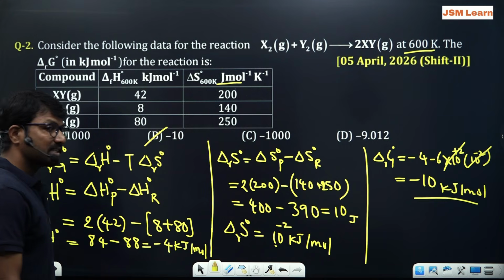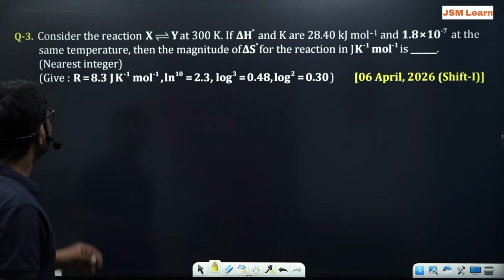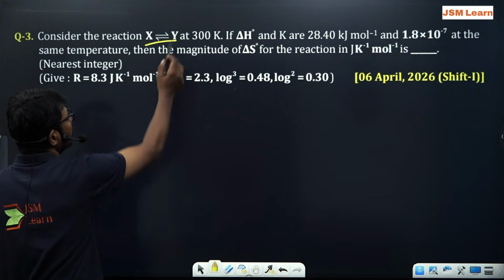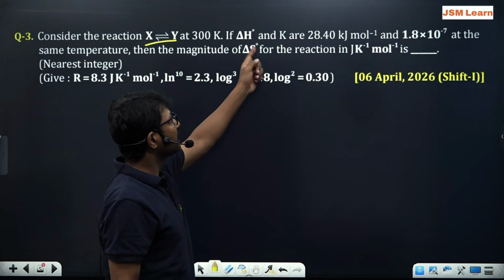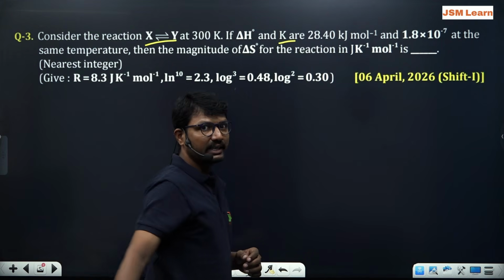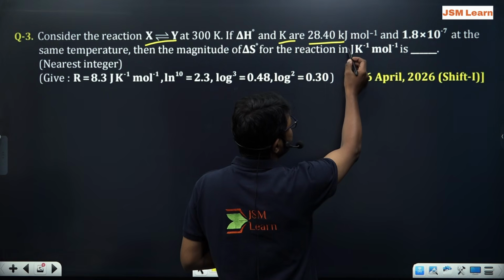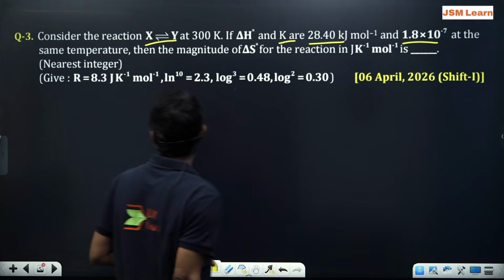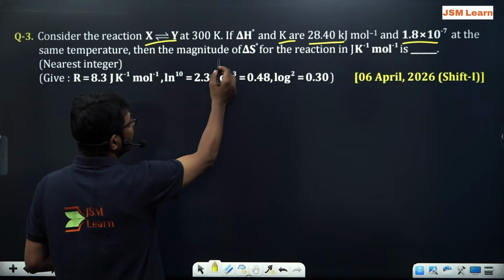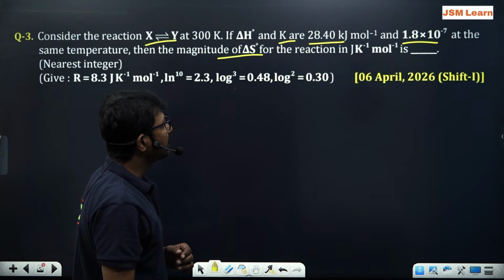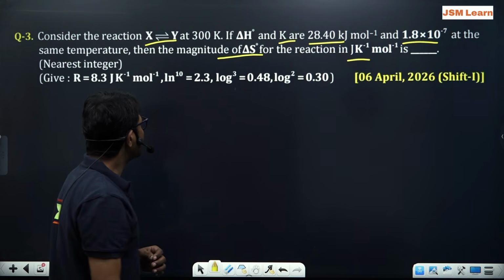So now let us see the next question, students. Here, consider the reaction. They have given one reaction at 300 Kelvin. They have given delta H naught, the change in enthalpy, in kilojoules, and K, the equilibrium constant, also at the same temperature, 300 Kelvin. Then the magnitude of delta S naught for the reaction, in joule per Kelvin, is asked. So in joules they are asking.